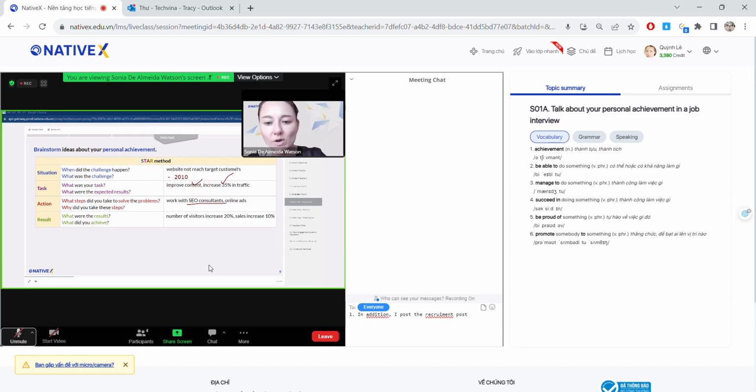So for example, if I want to give you a reason, work with SEO consultants, then if I want to say why, I can just make an arrow. Why? Okay. To improve SEO, improve SEO, or I can even say to increase traffic. See? So while I'm brainstorming, I'm just giving keywords, okay? Okay, I'm just giving keywords here.